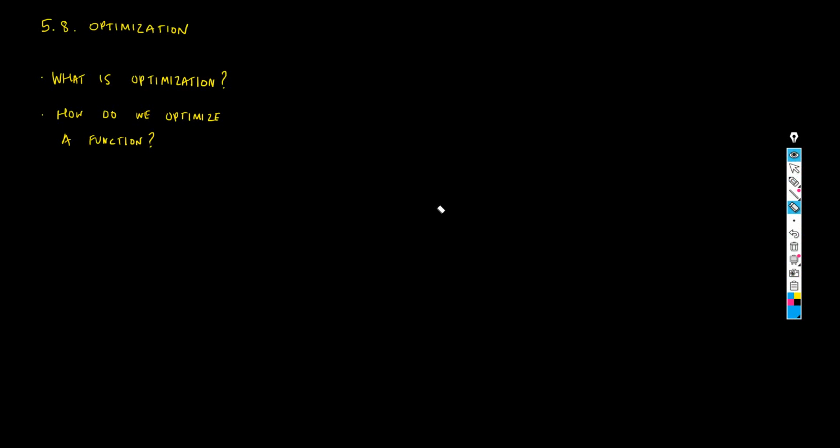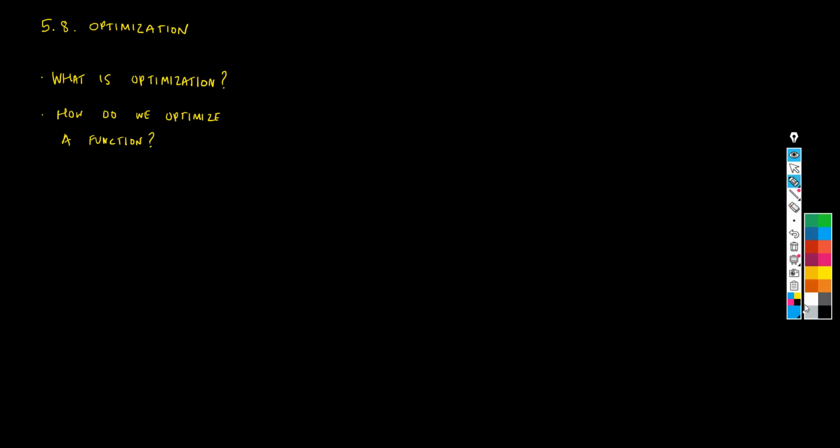Today we are going to take a look at optimization, which is one of the things in which calculus is very useful. It's extremely useful. A lot of engineers actually learn calculus in order to optimize functions. So what does that mean first? Let me explain what that means. Optimization.